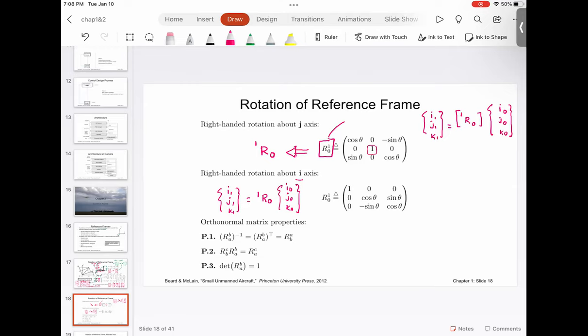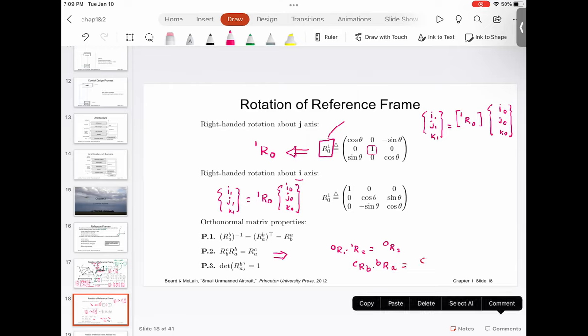And these are the properties of orthonormal matrices. So the inverse is equal to the transpose. When you multiply these, I need to write this rule down. Actually, you know this. Remember 0R1 multiplied by 1R2 is equal to 0R2, that we talked about in Robotics 1. That is exactly the same thing. CRB multiplied by BRA gives CRA. And the last one is, since this matrix is orthonormal, the determinant of this matrix is equal to 1. Everyone understood this?